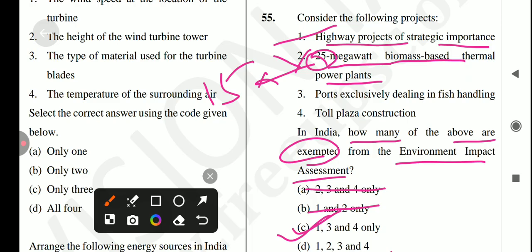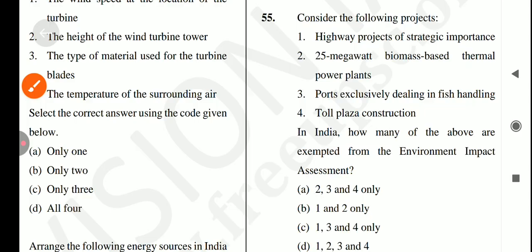And the third statement is ports exclusively dealing with fish handling. Yes, it's a correct statement. Next is toll plaza construction, also correct. So the answer is option number C. 1, 3 and 4 is the correct answer for this question.